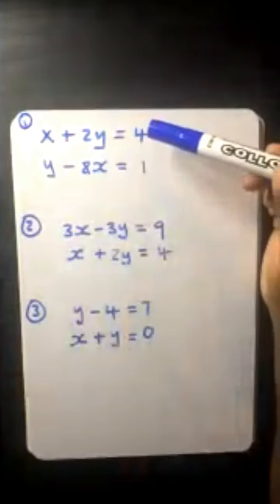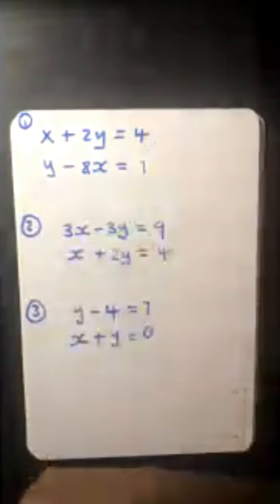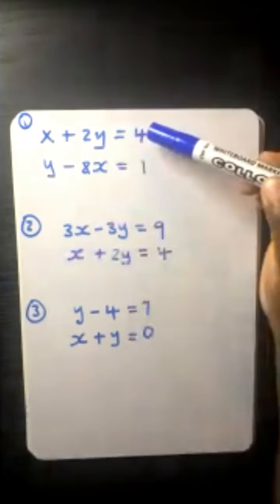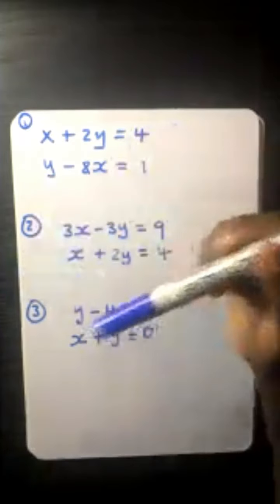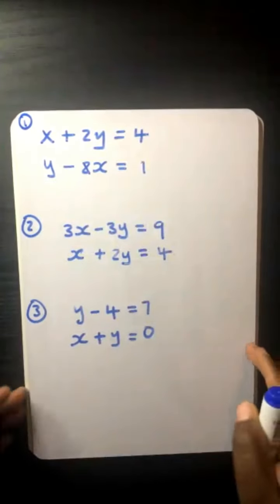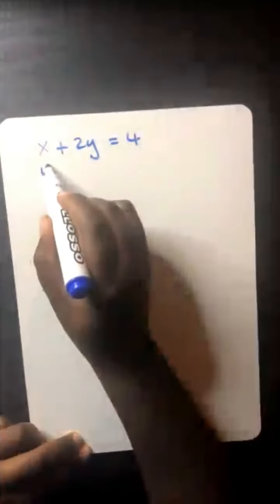So these are the equations that I want us to have a look at, not really to solve up to the end, but what matters the most is for us to be able to apply those notes. So we are just going to go through the first equation, number 1. I'm just going to quickly rewrite all of that. So it's x plus 2y equals 4. You've got y minus 8x equals 1.